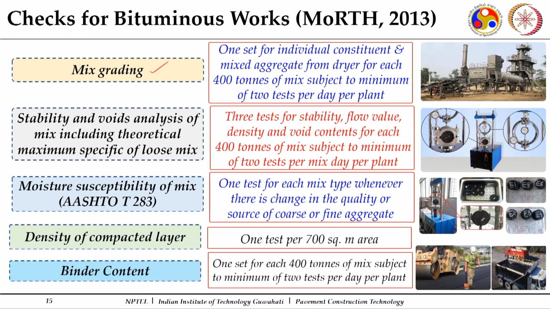We need to ensure what is coming from the cold bins, in the case of a drum mix plant. You can take out material once it is going to the storage silos, or before it enters the drum, from the conveyor. You can pick up material for the entire width of the conveyor and ensure whether the gradation is okay or not.